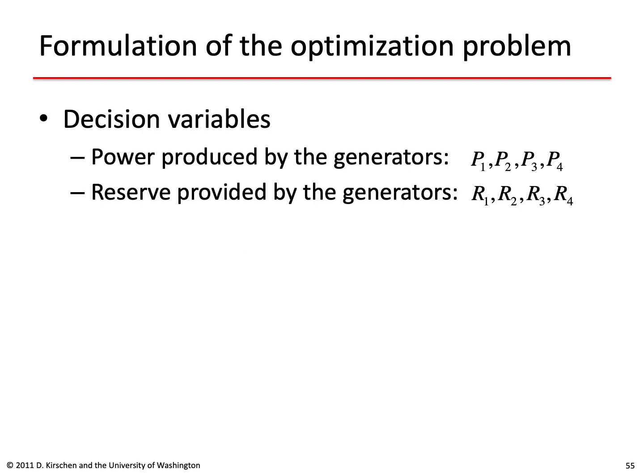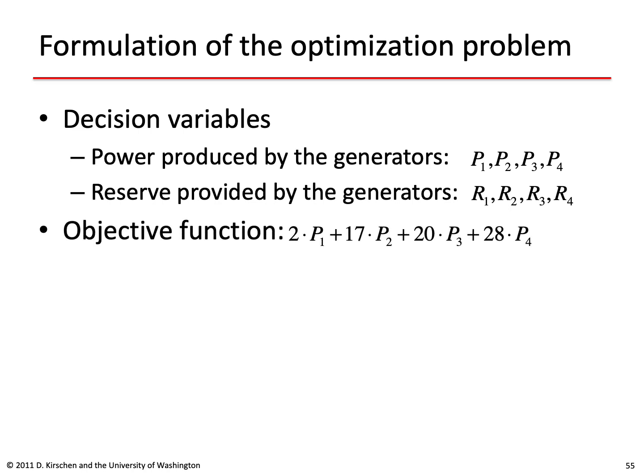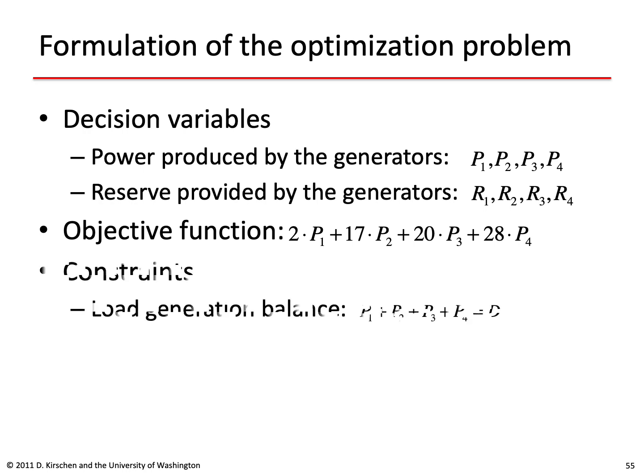We can formulate this co-optimization problem as an optimization problem where our decision variables are the power produced by each of the generators, P1, P2, P3, P4, and the reserve provided by each of these generators, R1, R2, R3, and R4. Our objective is to minimize the overall cost of producing energy. So the marginal cost of generator 1 times P1 plus the marginal cost of generator 2 times P2, and so on. And then we have to consider the constraints.